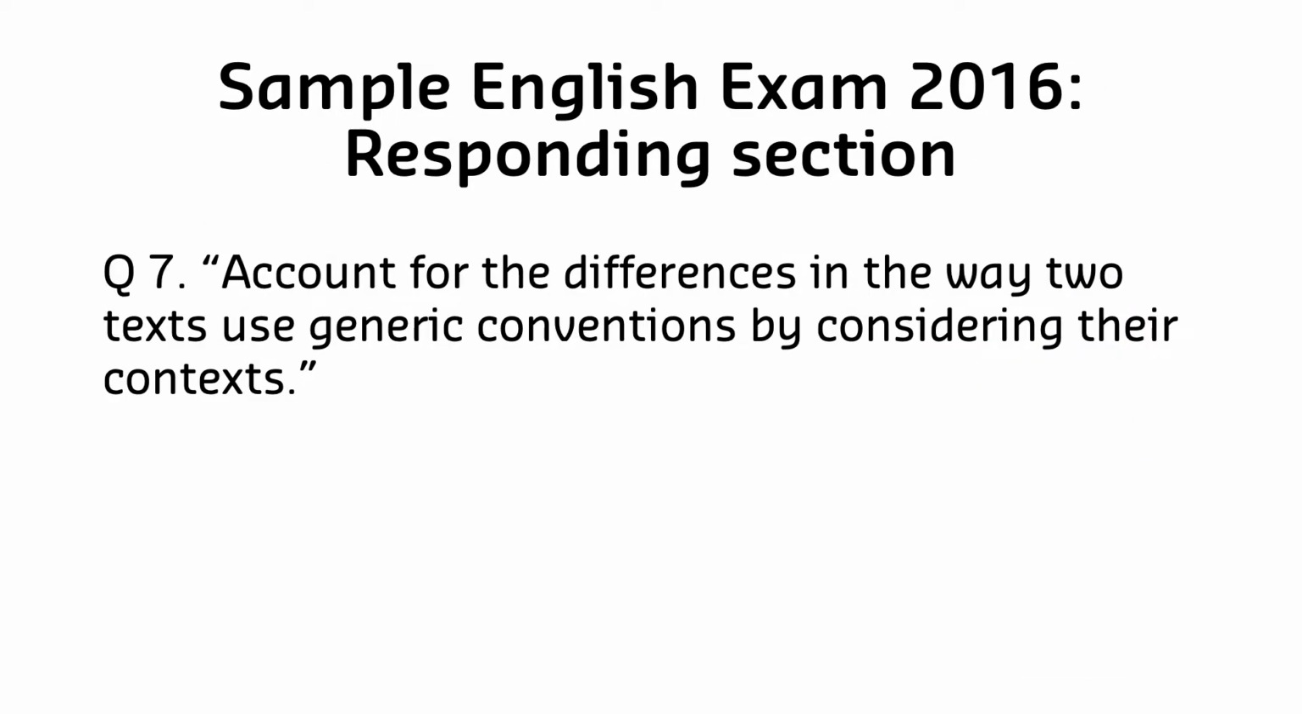So here's a typical question linking genre to context. This is from the Sample English exam of 2016, the responding section. Question 7. Account for the differences in the way two texts use generic conventions by considering their context. So now we link genre with context. And the next 2 slides will explore that idea.